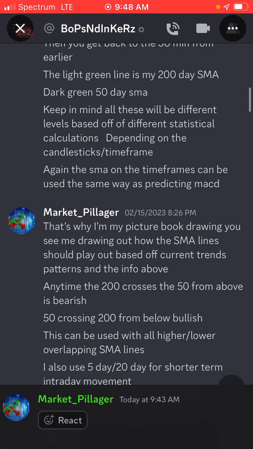Again, the SMA on the time frames can be used the same way for predicting MACD. So you can do the SMA, MACD, RSI, all these things on the different time frames, to get an idea of where you're going. Anytime the 200 crosses the 50 from above is bearish.